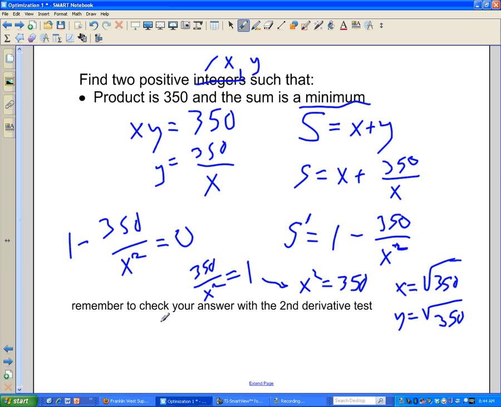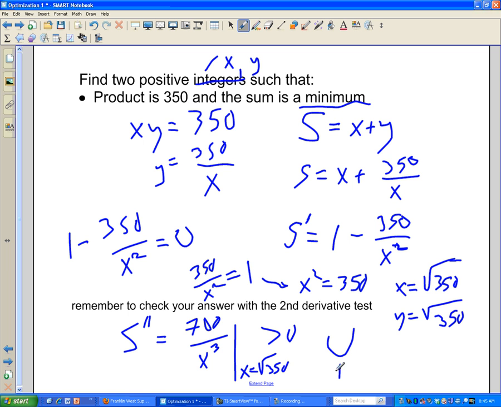Okay, we want to check our answer with the second derivative test. So when we do the second derivative, s double prime, the derivative of 1 is 0. This is going to become 700 over x cubed. Slow down, take a second to make sure that's accurate. And when x is equal to the square root of 350, it's going to be positive, right? Okay, if it's positive, that means we're opening upward. That means we have a minimum. Ta-da! There we go. So that's that first problem.